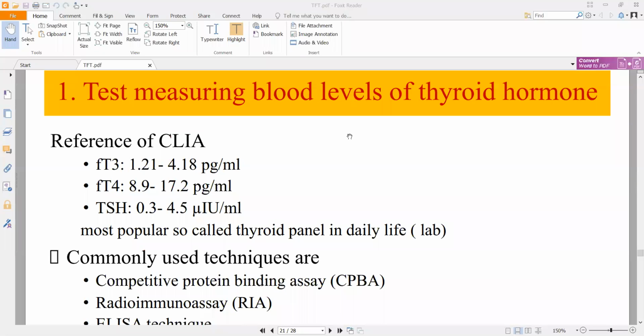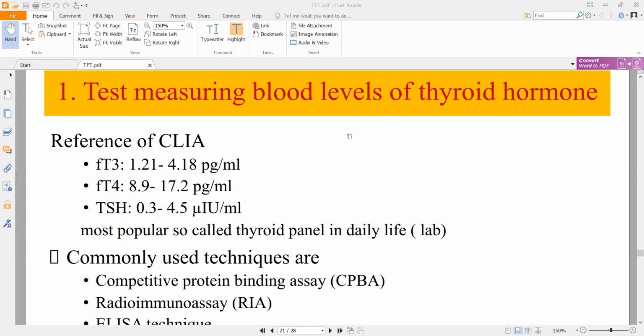Now, there is something called the Clinical Laboratories Improvement Amendments. It is basically a reference range, a standard, through which you can compare what should be normal for different ranges.